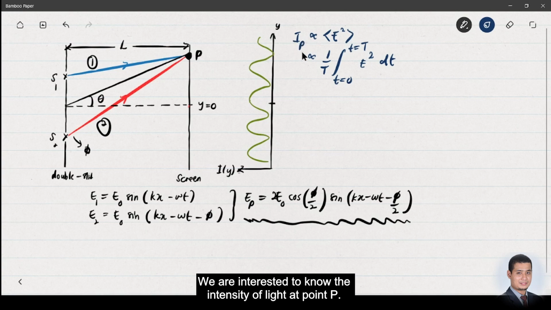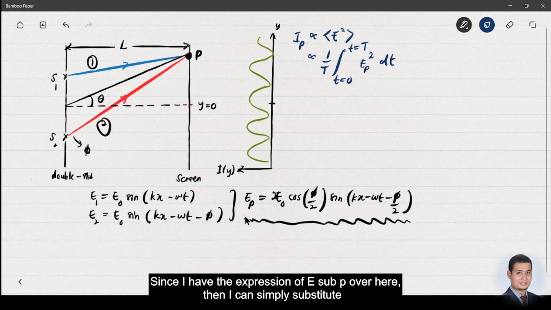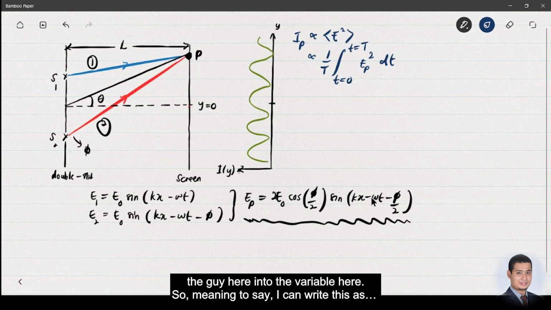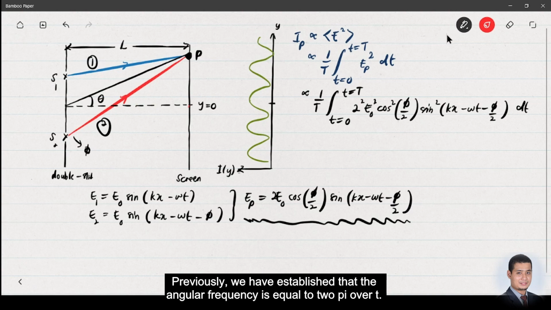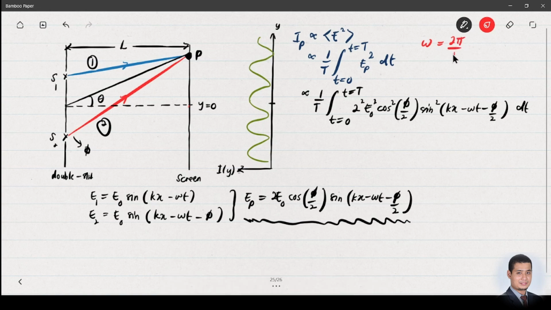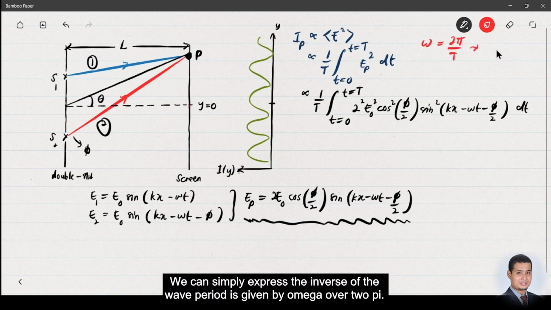We are interested to know the intensity of light at point P, so our integrand will be the electric field at point P. Since I have the expression of E sub P over here, I can simply substitute it into the variable here. Meaning to say, I can write this as. Previously, we have established that the angular frequency is equal to 2 pi over T. We can simply express the inverse of the wave period as omega over 2 pi.